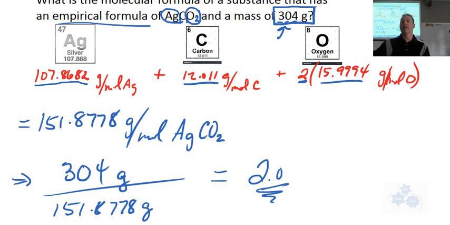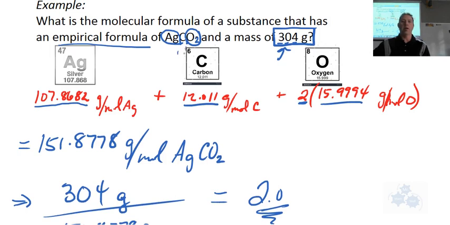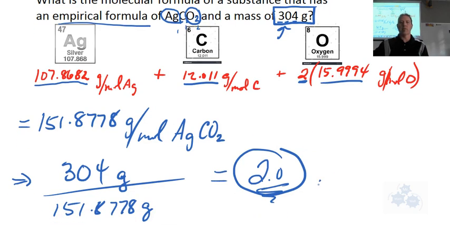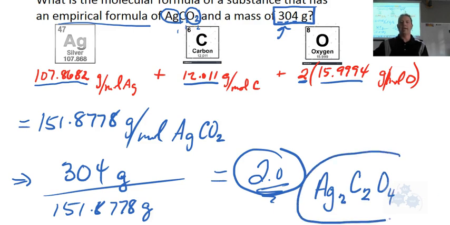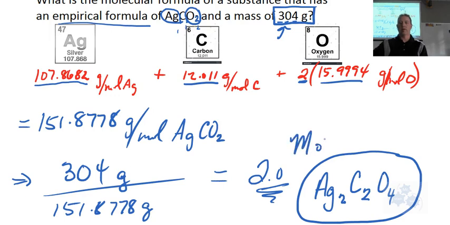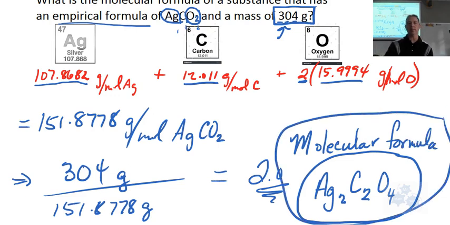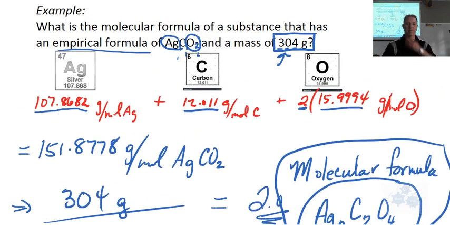And so what that means, of course, is that instead of having 1 Ag, 1 carbon, and 2 oxygens, we have 2, double what we would normally have. And so you could say that your molecular formula here is Ag2C2O4. You don't have to use any brackets or anything like that, just double whatever is given, and this would be your actual molecular formula. So given what we're given, the mass, this is the molecular formula of the actual compound right here. Okay, so that's how you do that type of question.